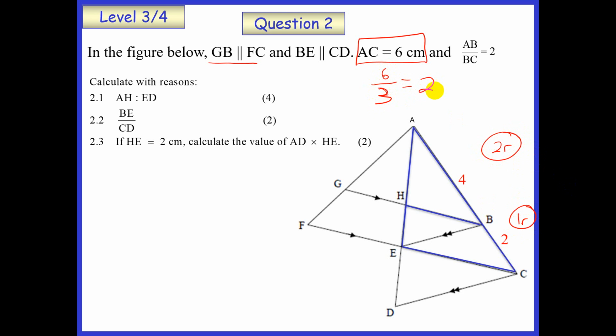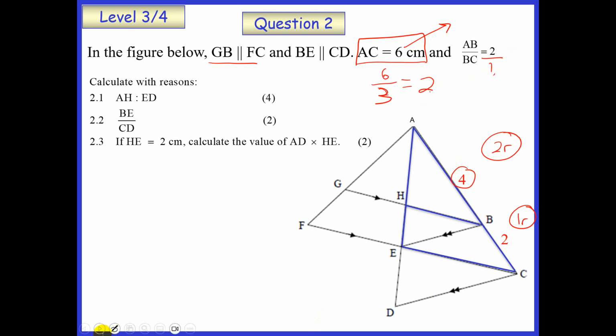And because the ratio is 2 over 1, AB will get 2 times 2, giving you the 4, and BC is 1 times 2, giving you 2. So in other words, all I've done was take the 6, divide it by 3, which gives me 2, and then split the proportions according to 2:1.